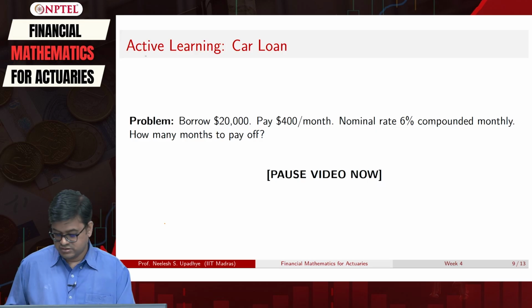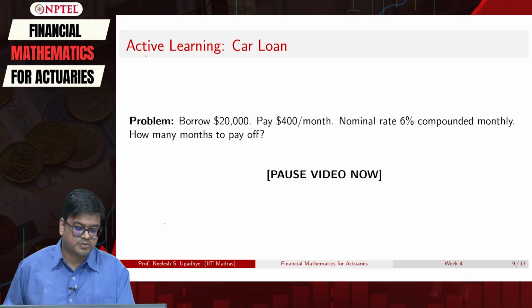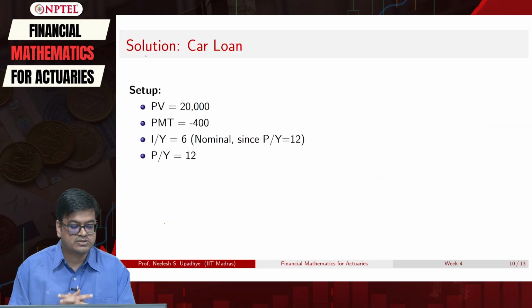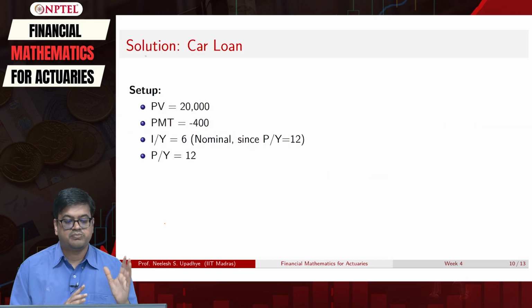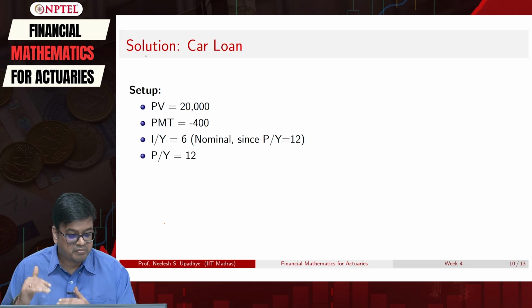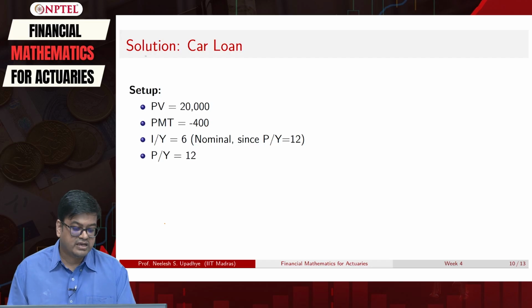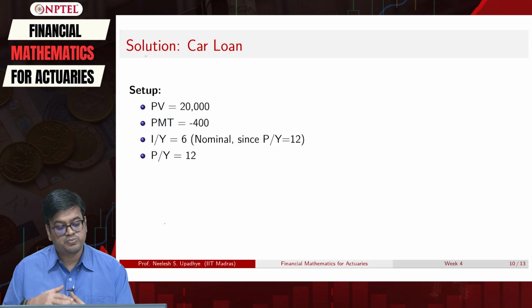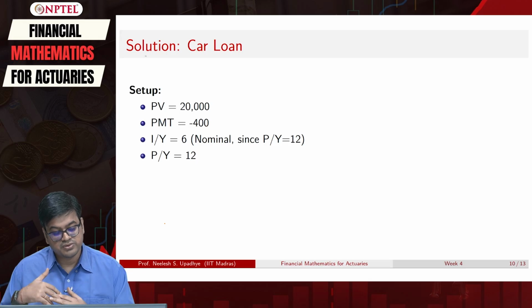Okay. So let us solve this problem. Let us look at the solution. First, I know the present value is 20,000. The cash flow going out is 400 per month. I by Y, which is nominal, is given to be 6%. You also put P by Y to be equal to 12.